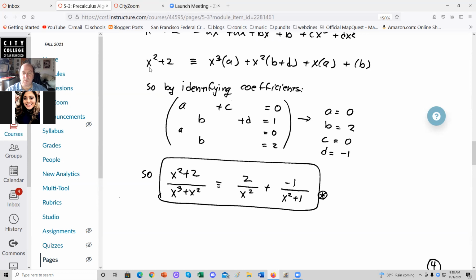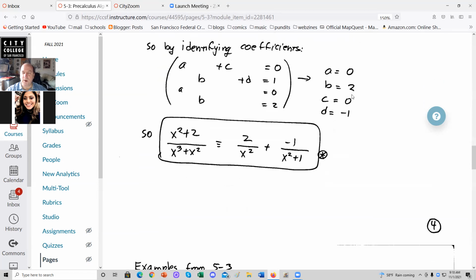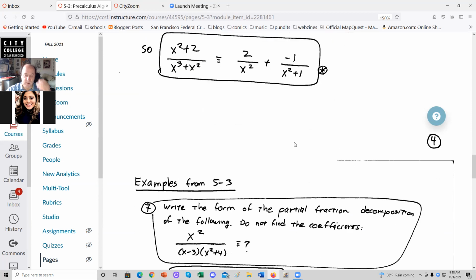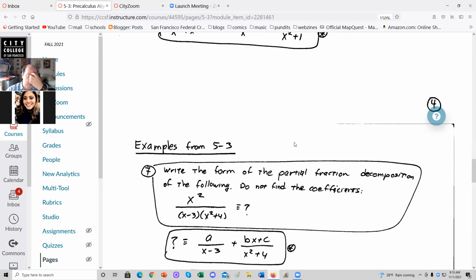So a plus c equals 0. B plus d equals 1. A is 0, b is 2. And after a little bit of work, a is 0, b is 2, c is 0, d is negative 1. So x squared plus 2 over x cubed plus x squared equals 2 over x squared plus negative 1 over x squared plus 1. So, okay, here are some examples.